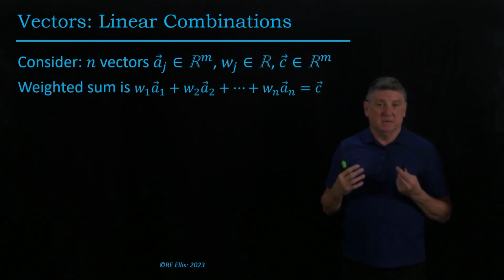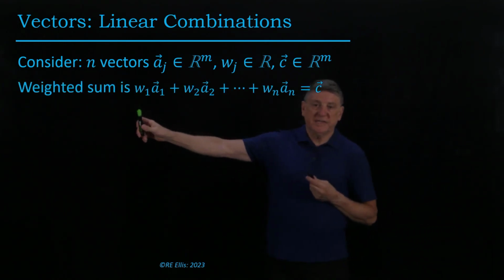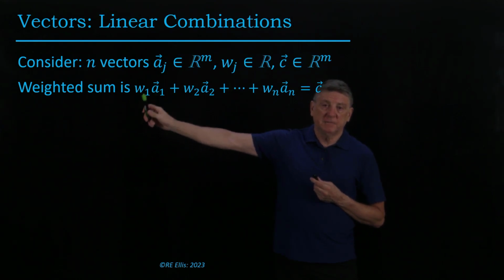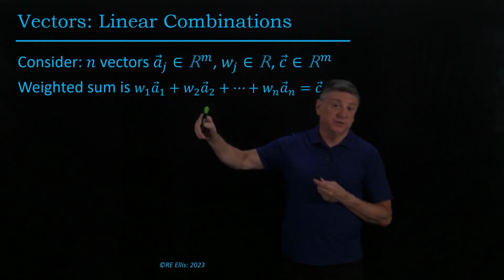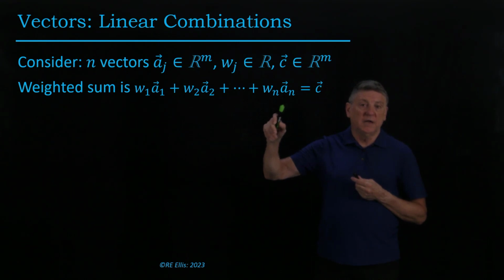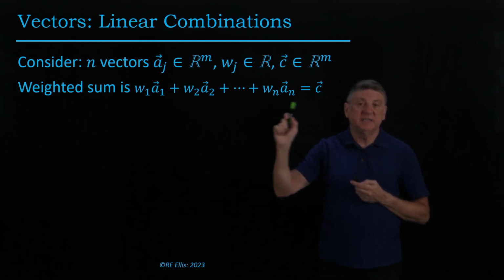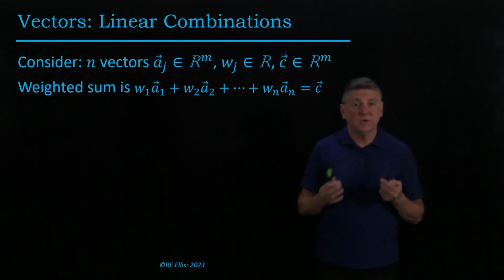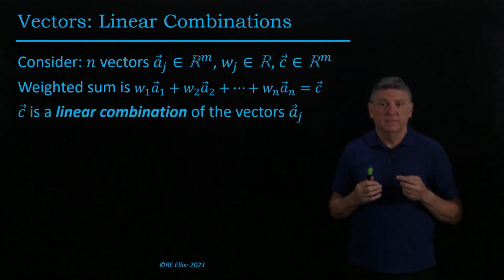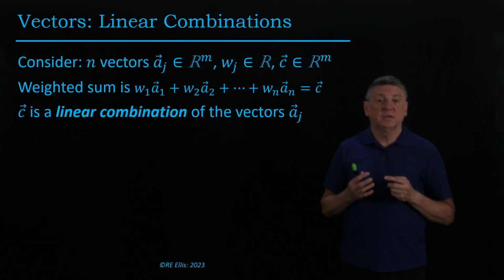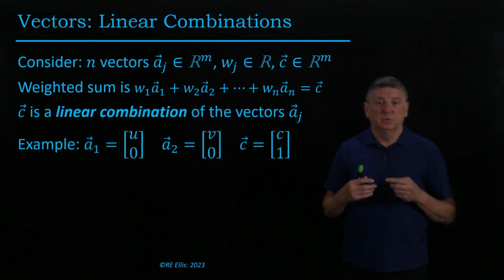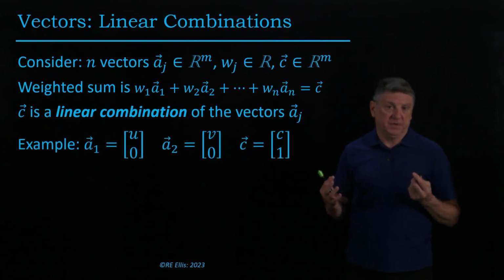The weighted sum of these is we take the first vector times its weight plus the second vector, scaled by its weight, and so on, and then add all of these up together, and we'll say that C is the weighted sum. So that's one term that we'll use for this. Formally, it's called a linear combination. So let's go through an example here.